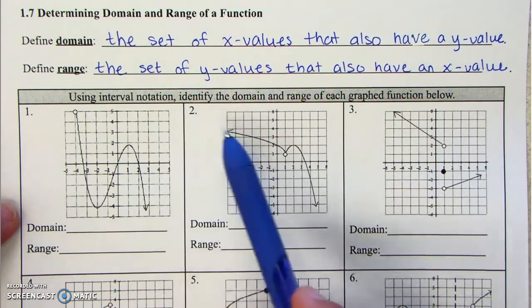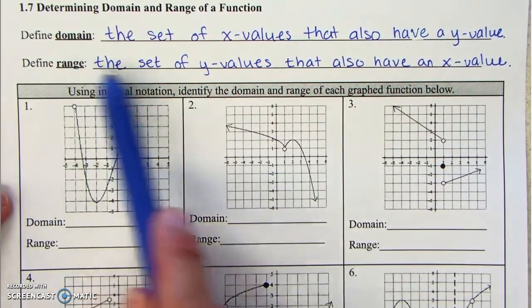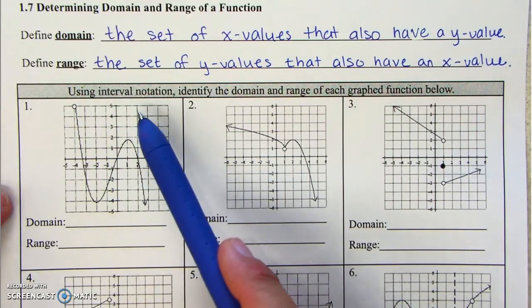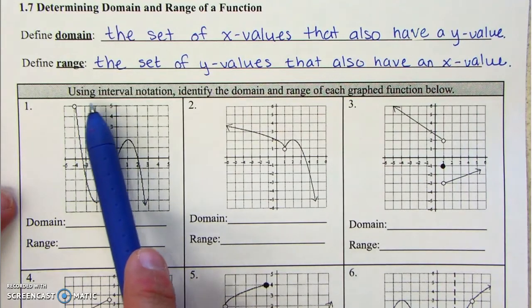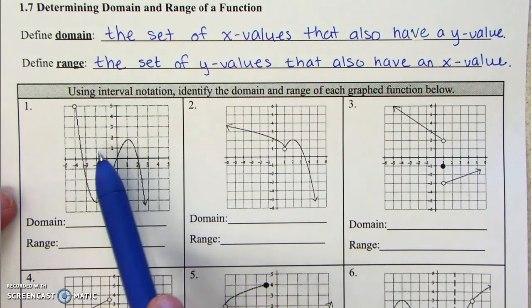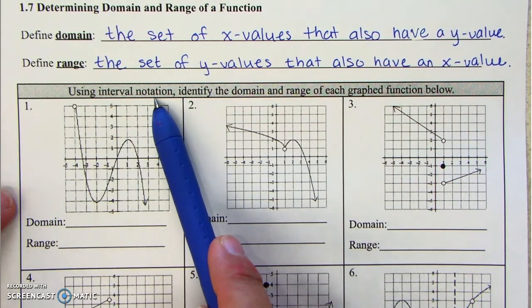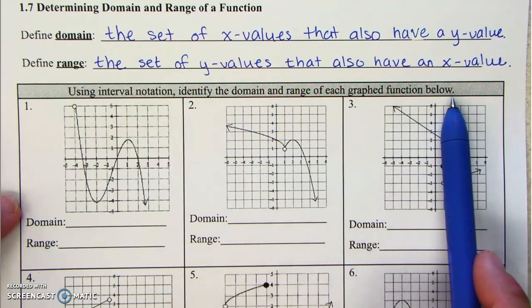So where is there a point? That's how we're going to describe the domain. So the domain are going to be the x values where there's a point, and the range will be talking about the y values where there's a point. So here are the instructions for this top box. And this should be review, these 6 questions. Using interval notation, that's the new intervals, identify the domain and range of each graphed function below.